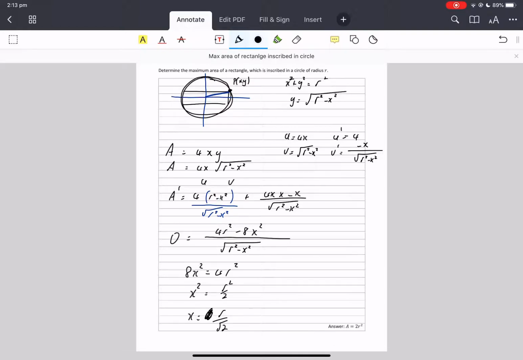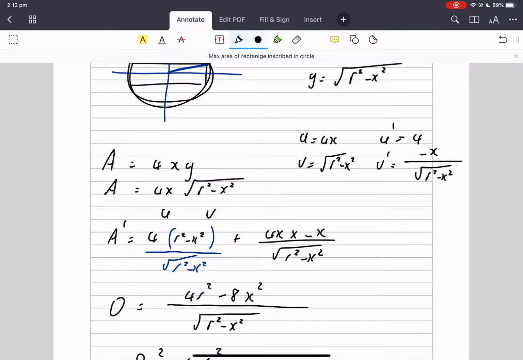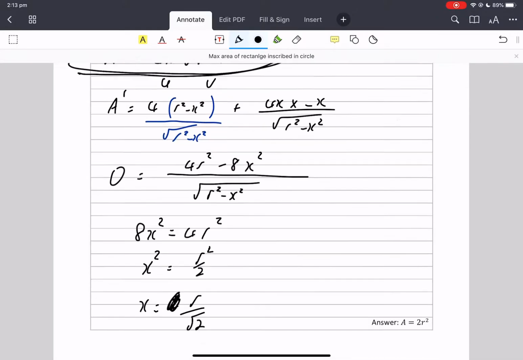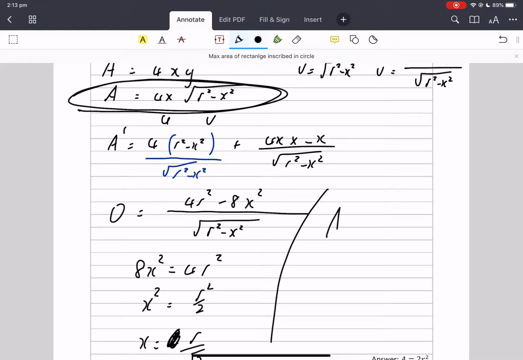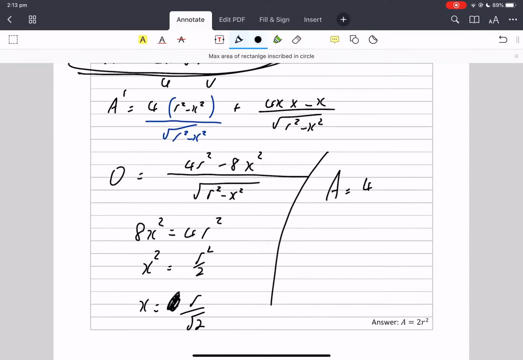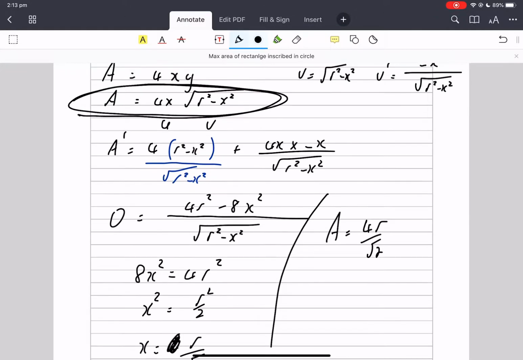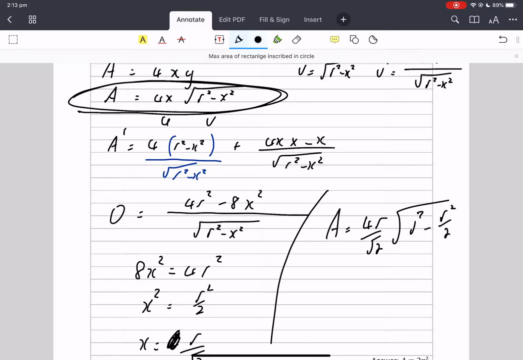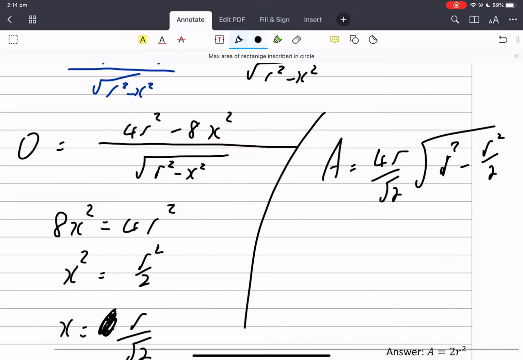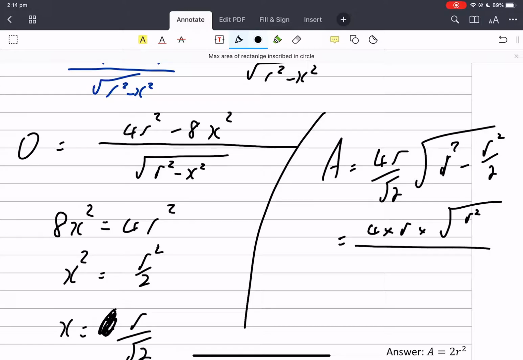Okay, the question says, what is the maximum area? So I've got to go back to a function that says area equals, and area equals. So let's just go with that. Just rule a line. Area equals 4 times x. X is r on root 2. Root r squared minus x squared. A little bit. So it's going to be 4 times r times root r squared on 2 on root 2.